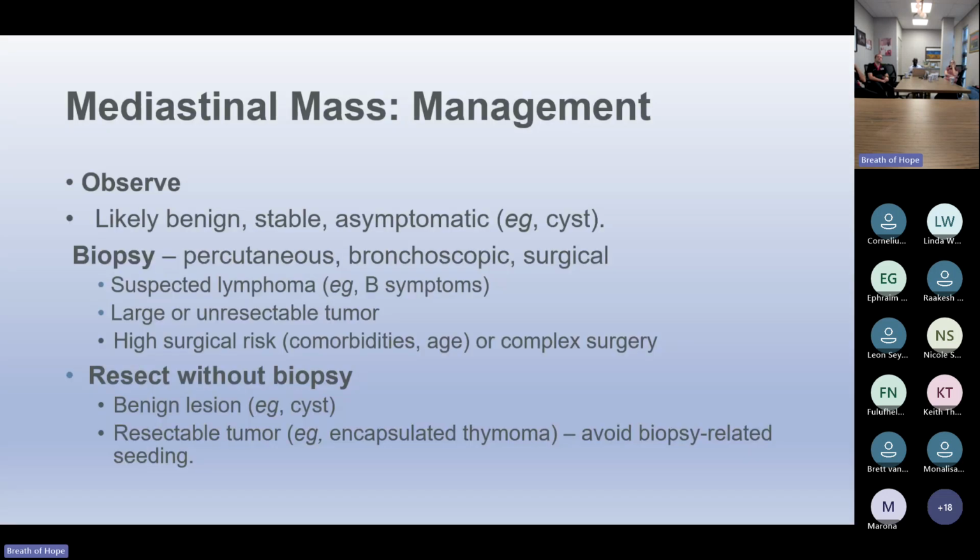So how do you manage mediastinal tumors? Of course, you observe if likely benign, especially when they're not painful, stable, and asymptomatic. Those will be cysts; do nothing.